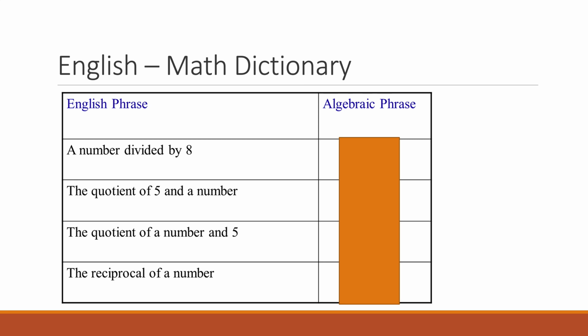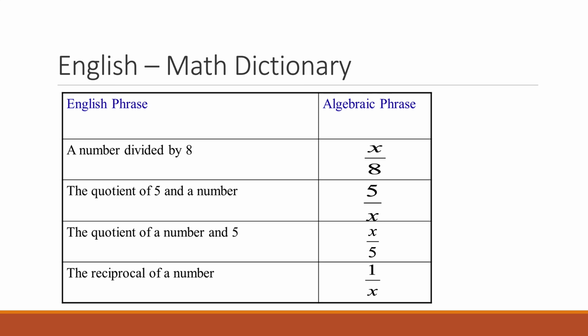Last but not least, division examples. Go ahead, stop and start. Okay, number divided by 8, x over 8. The quotient of 5 and the number, you're starting with the 5, 5 divided by x. The quotient of a number and 5, x over 5, because you're starting with the number. And last, reciprocal means flip it. So the number would be x, flip it, 1 over x, or n again, any of those.